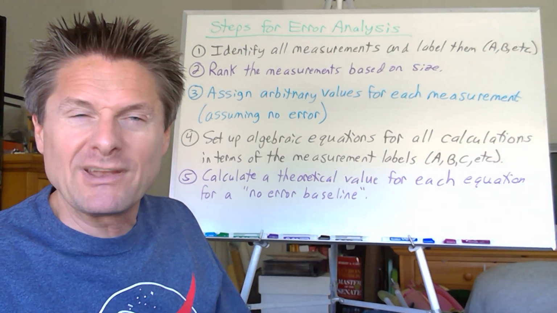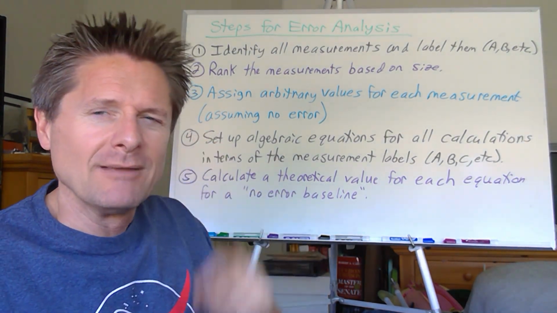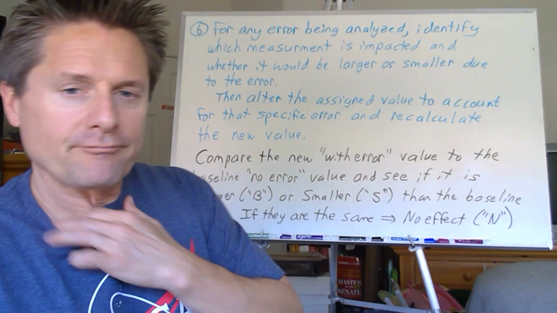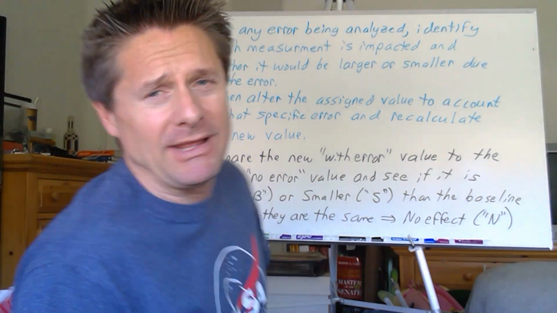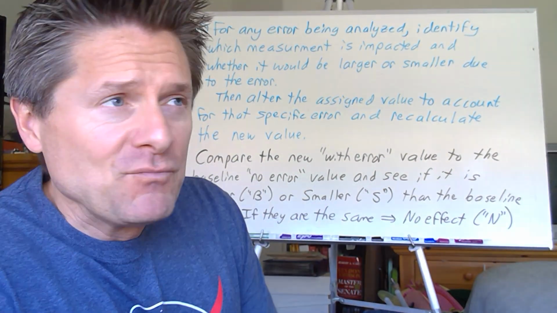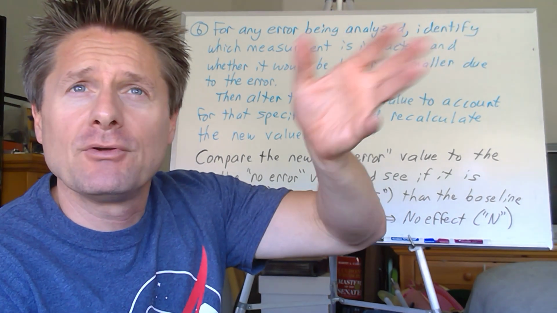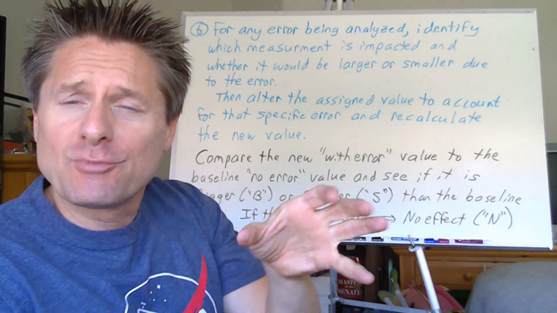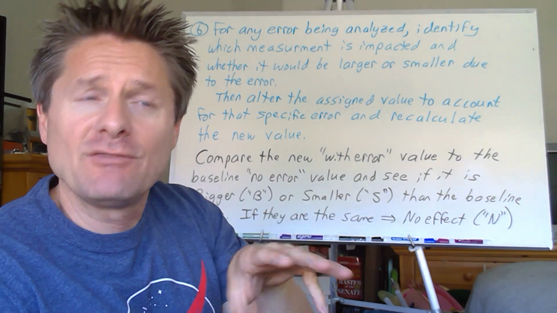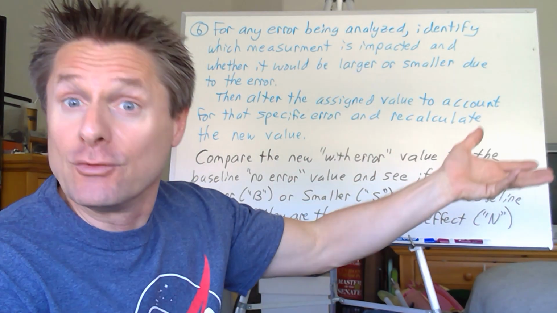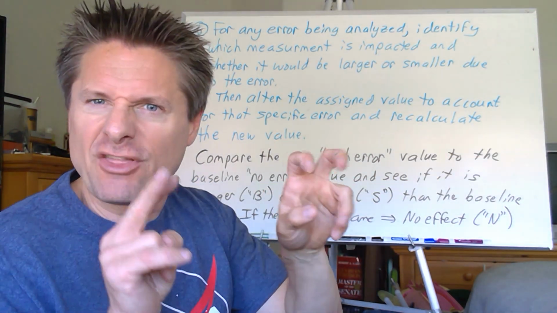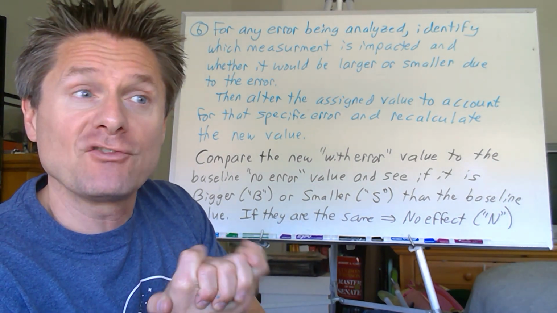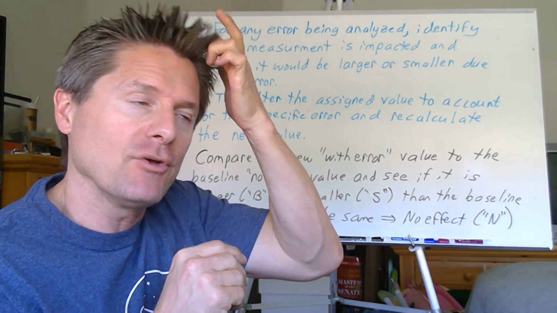We'll talk about that in a little more detail. That's where most people have issues in their brains. Step 6 is the complicated one. It's quite involved. Right? So what you've done is you've gone through, you haven't assumed any error yet, and you've determined algebraic equations for all calculations based on the measurements that you've assigned values for, assuming theoretically a perfect experiment with no error. So you've got these baseline values to compare to.